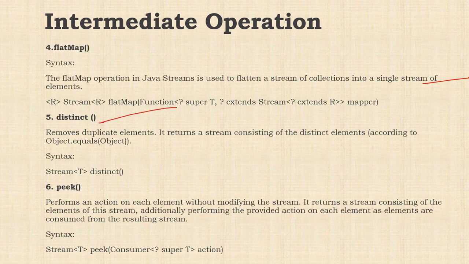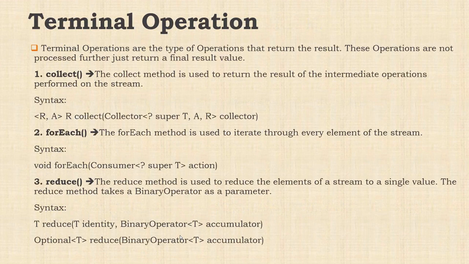distinct is used to get the distinct elements. And peek performs an operation on each element without modifying the stream. It returns a stream consisting of the elements of this stream, additionally performing the provided action on each element as elements are consumed from the resulting stream. So this is the peek method, and the parameter will be a consumer. We'll see the basic explanation of everything in the coding questions.